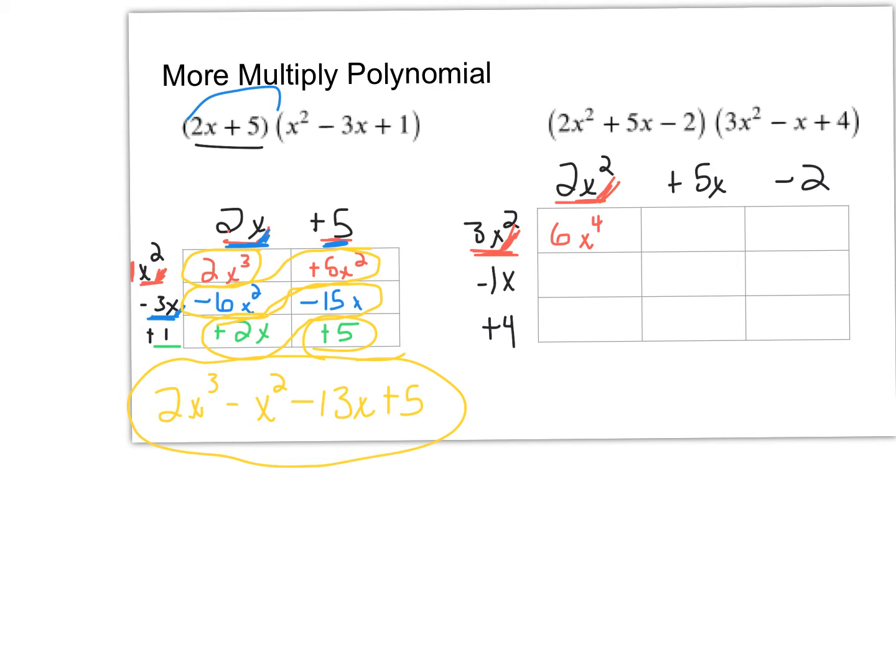Now, 3x squared times 5x. 3 times 5 is going to be 15. X squared and x. I have 2 x's here, I have 1 x here, so that's 3 x's, so x cubed. Now we're going to have 3x squared times negative 2. So 3 times negative 2 is negative 6. X squared with nothing there is just x squared.